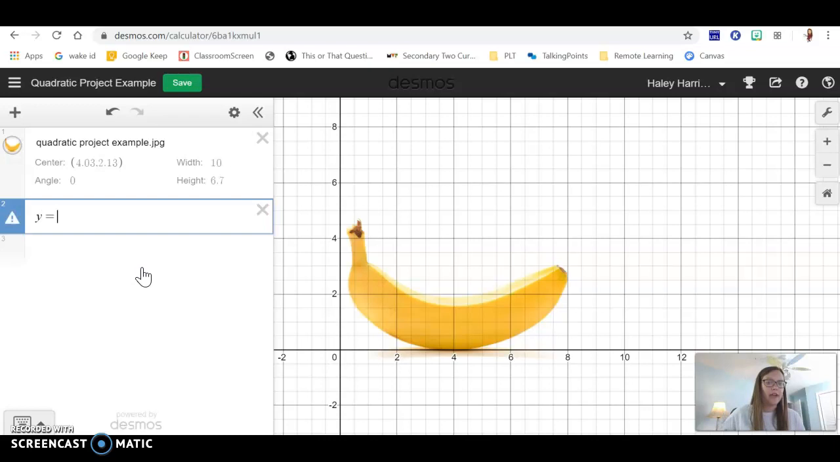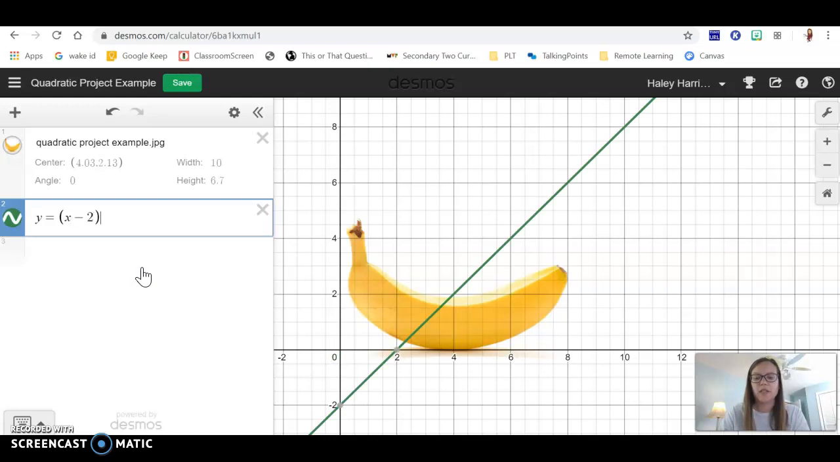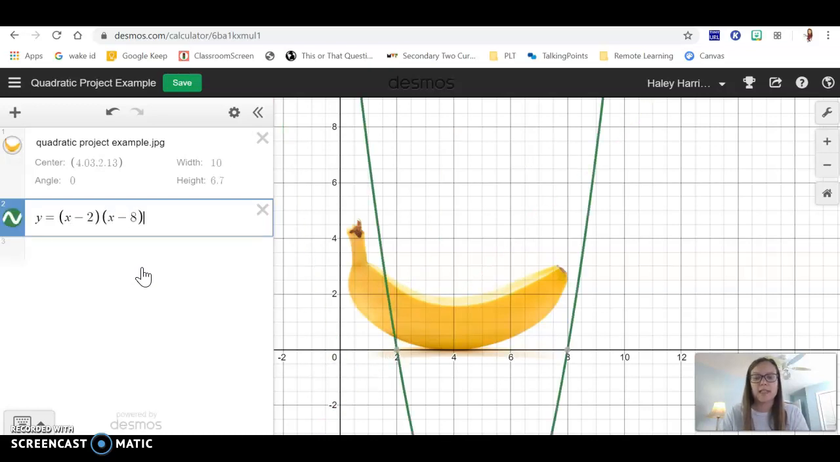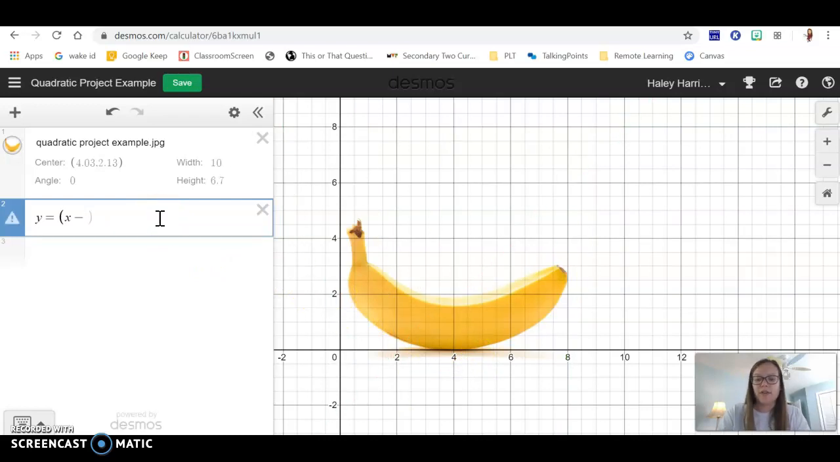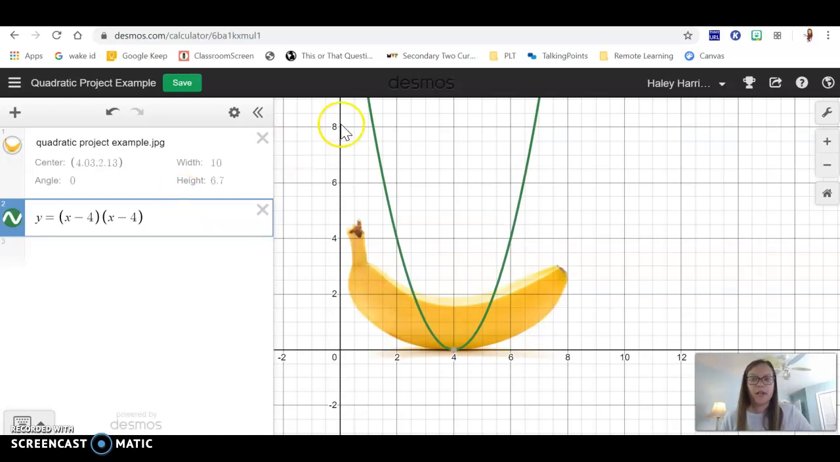And what we know about factored equations is that they show our vertexes. For example, if I did x minus 2 times x minus 8, I get a vertex at 2. I get x-intercepts at 2 and 8. But I have an x-intercept and a vertex at 4. So I've got x minus 4, and I actually don't have any other x-intercepts, just that one. So let's try x minus 4 times x minus 4. And then we see that I have a parabola with a vertex and an x-intercept at 4, 0.